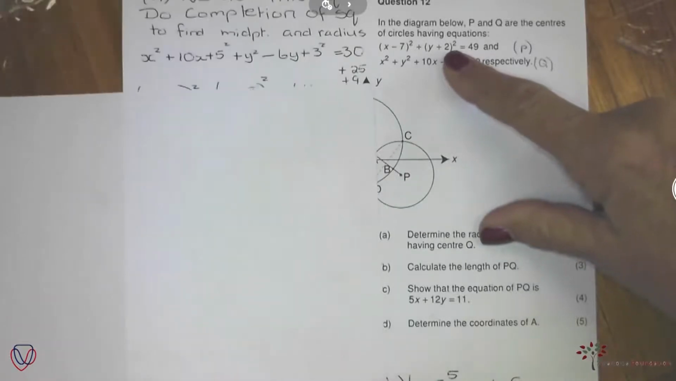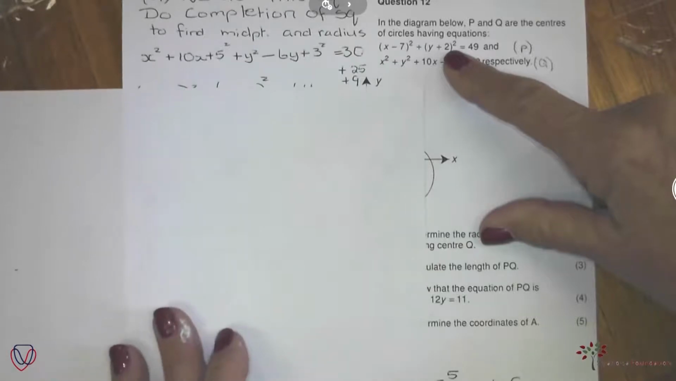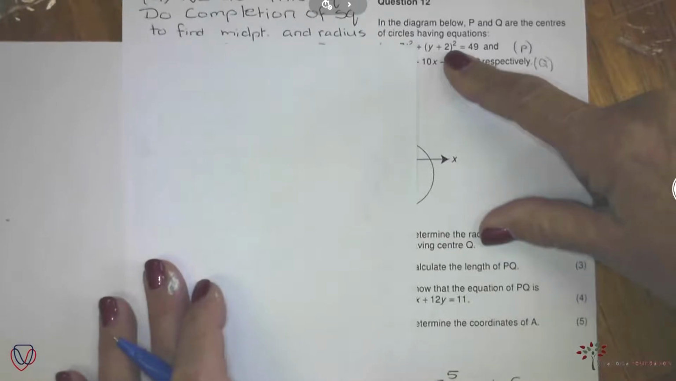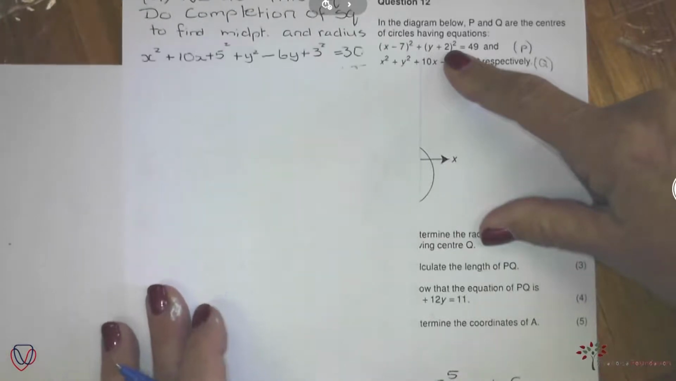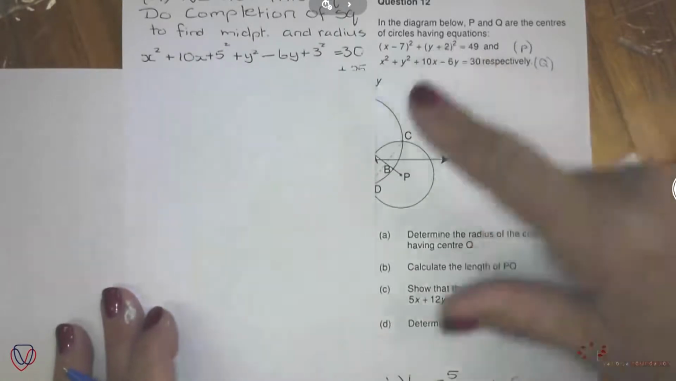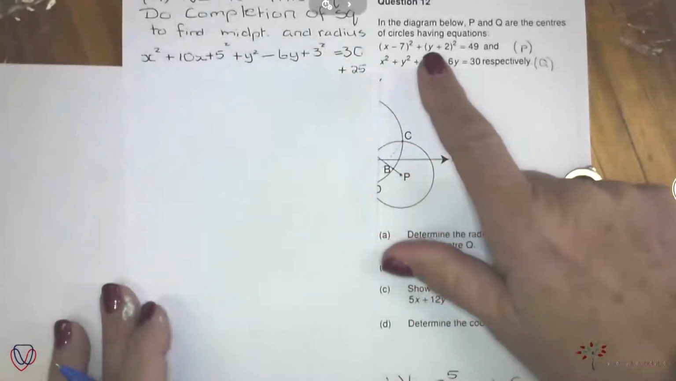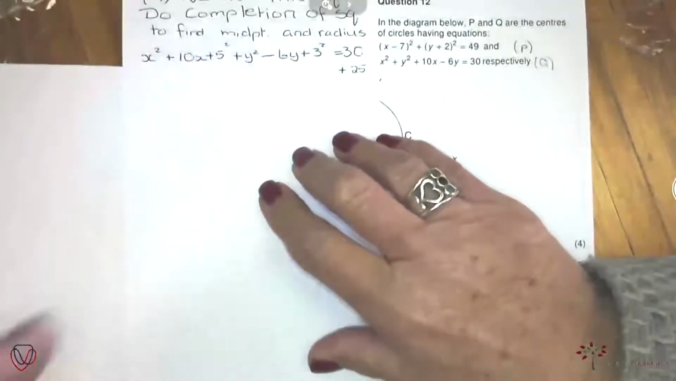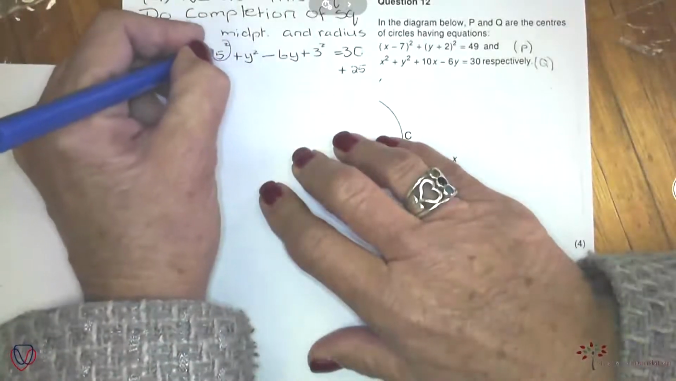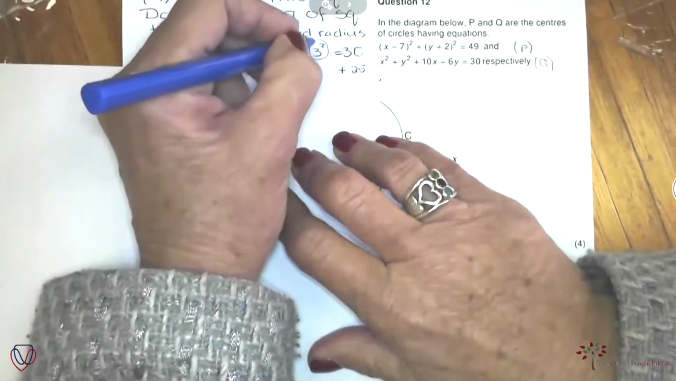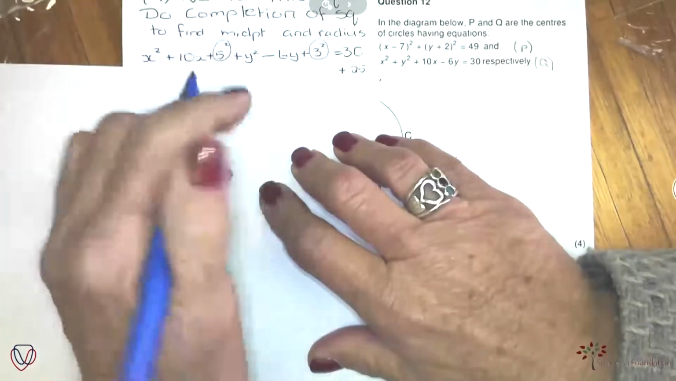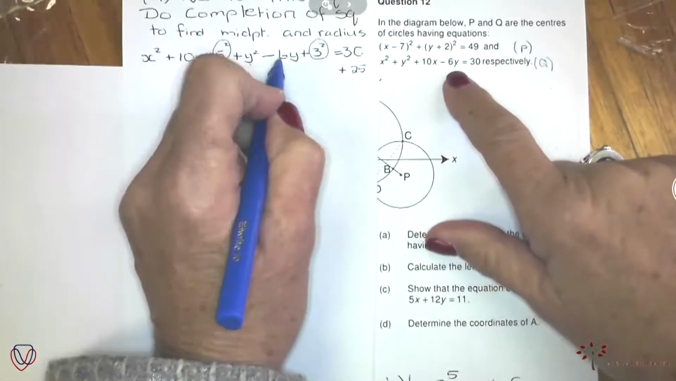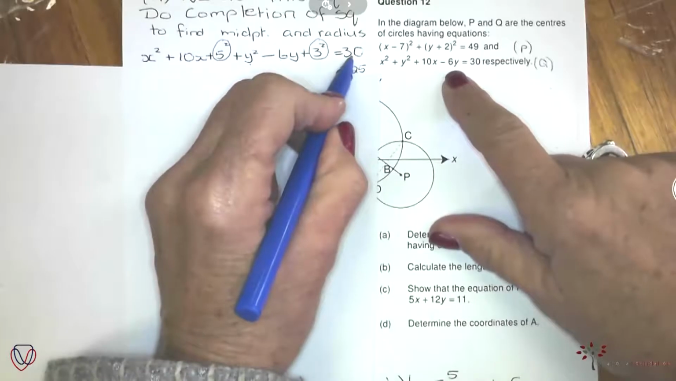Now let's have a look. We use this equation, do completion of the square. Now let's have a look to find the midpoint and the radius. Now let's go and look how we are going to do it. I wrote down the equation x squared. I put the x next to the x there. Then I left this out at first. There was a space there. Then I wrote the y's, y squared minus 6y, and then it's equal to 30.